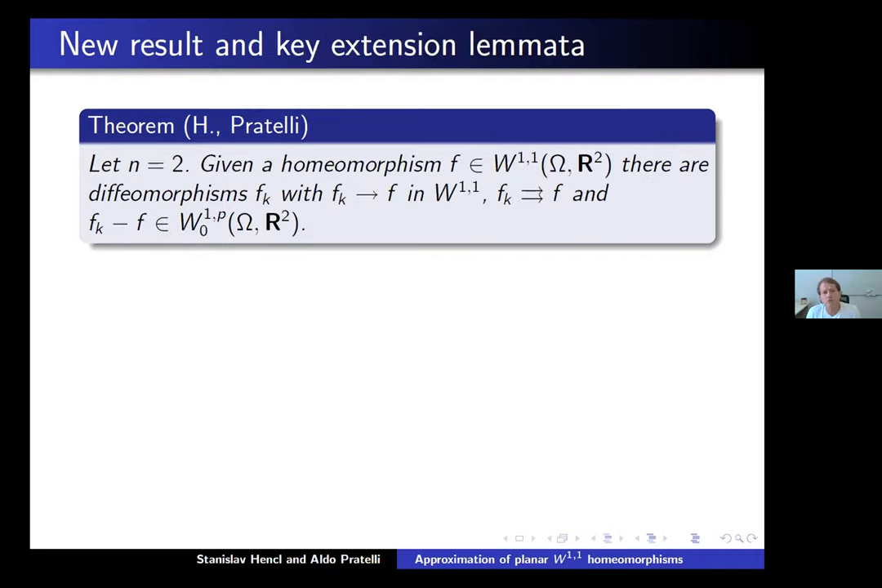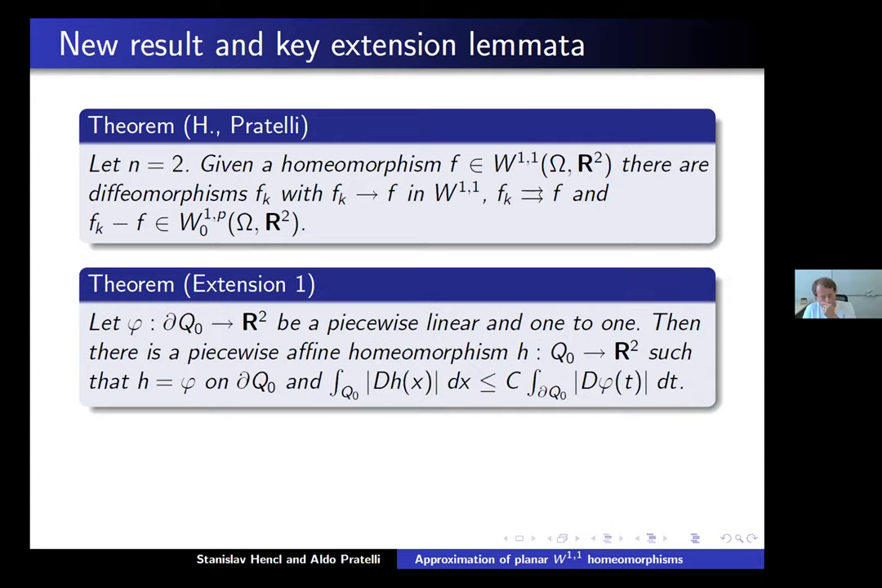So now I would like to return to the planar result, which should be the main result of this talk, and I would like to give you some flavor of the proof. So let me recall the statement. We are in dimension 2. We have a homeomorphism from a planar domain to R^n, and we would like to find a diffeomorphism that converges to F in the Sobolev norm uniformly and has the correct boundary data. What is really key are the following extension theorems.